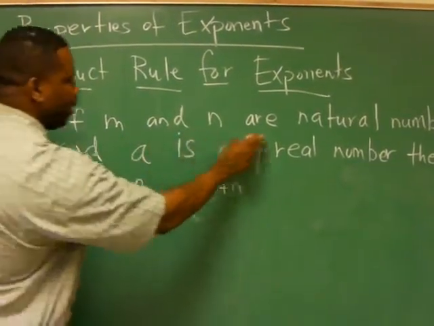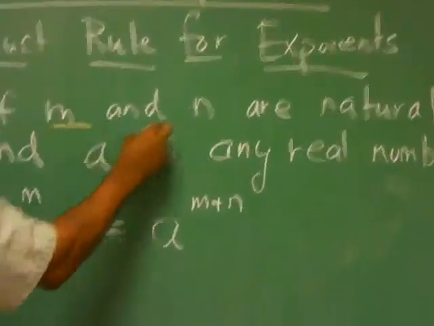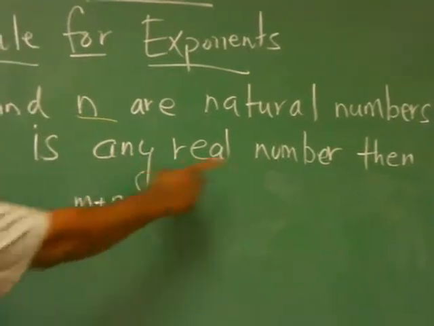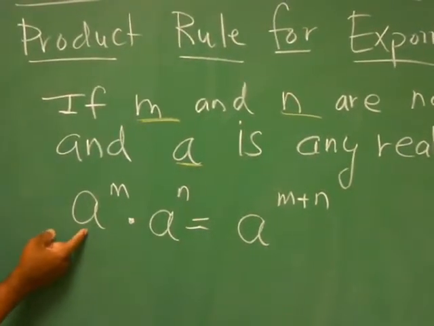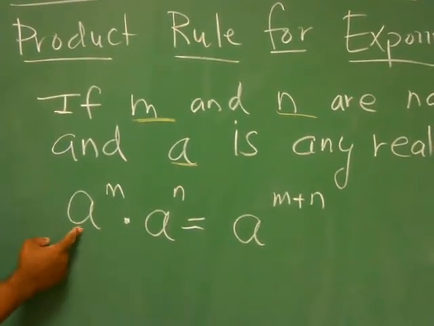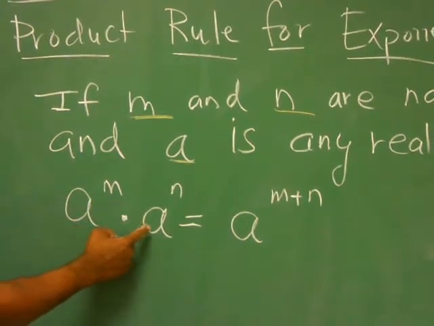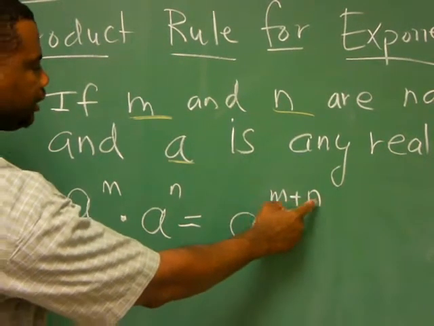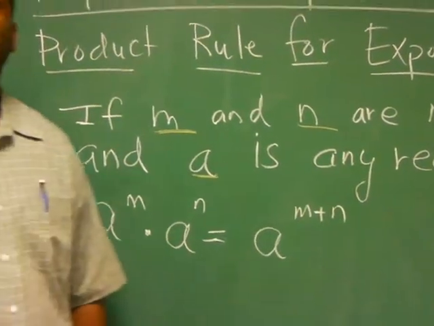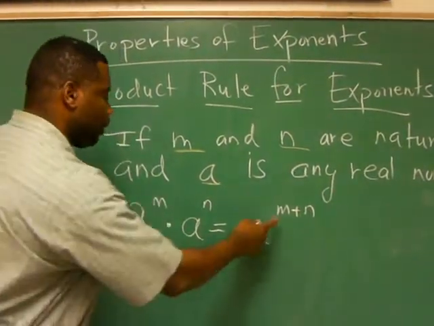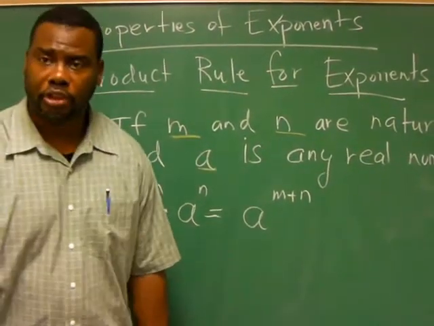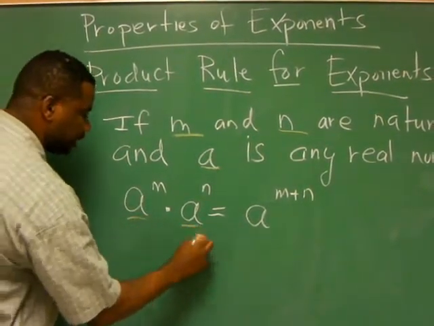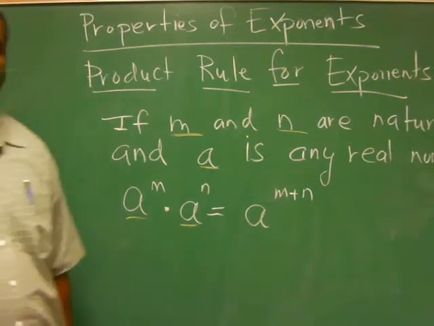If m and n are natural numbers, and a is any real number, then the product of a raised to the power m times a raised to the power n equals a raised to the power of m plus n, which means that you will take the sum of the two exponents when you're dealing with multiplication of bases. Keep in mind that the bases must be the same.